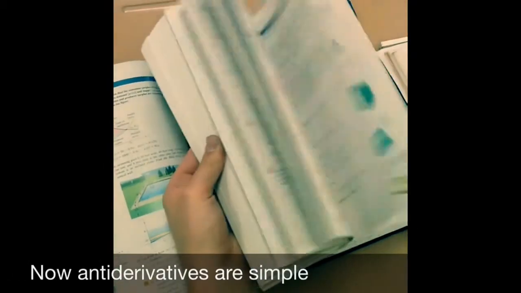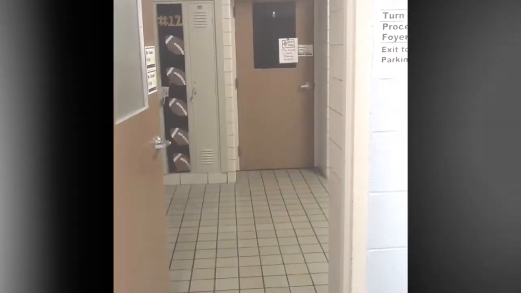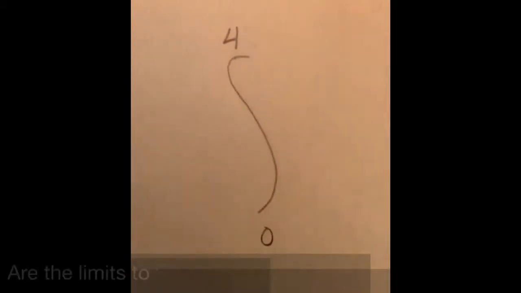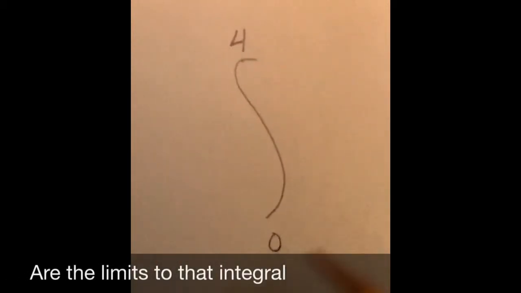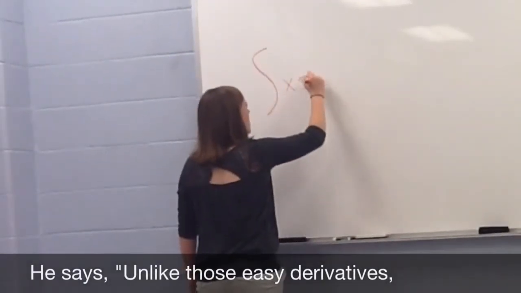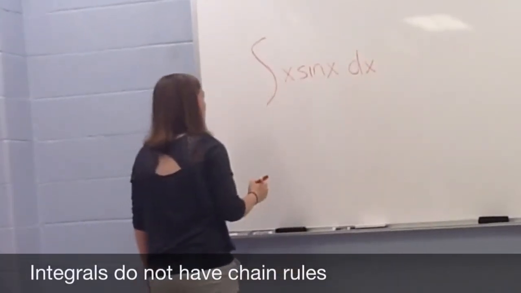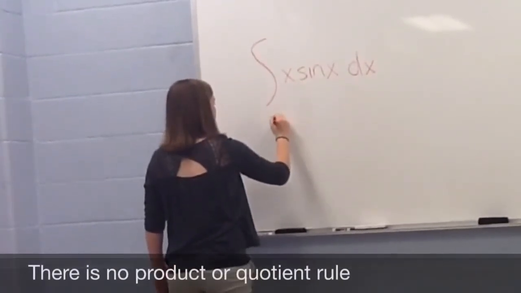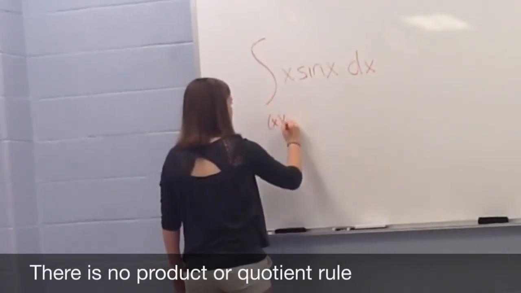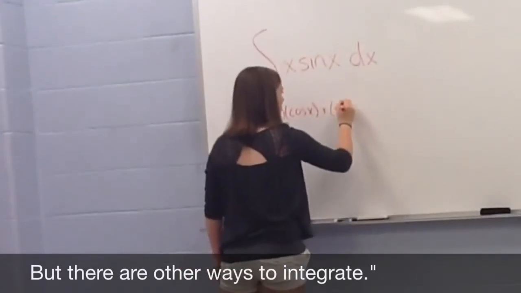Now, antiderivatives are simple, as long as you don't forget the C. The numbers on the top and bottom are the limits to that integral. He says, unlike those easy derivatives, integrals do not have chain rules. There is no product or quotient rule, but there are other ways to integrate.